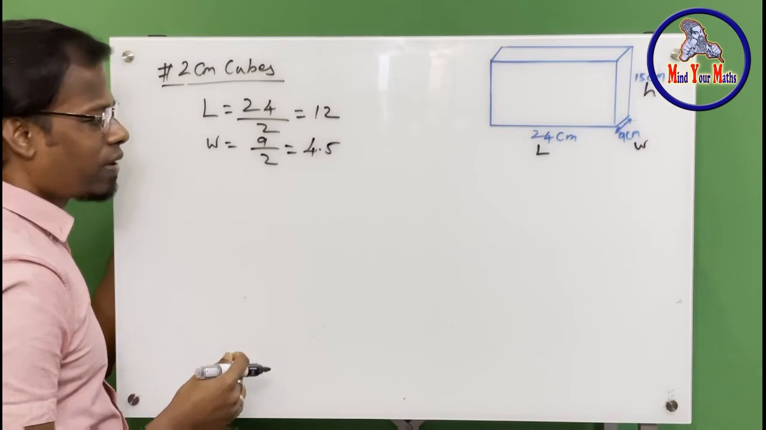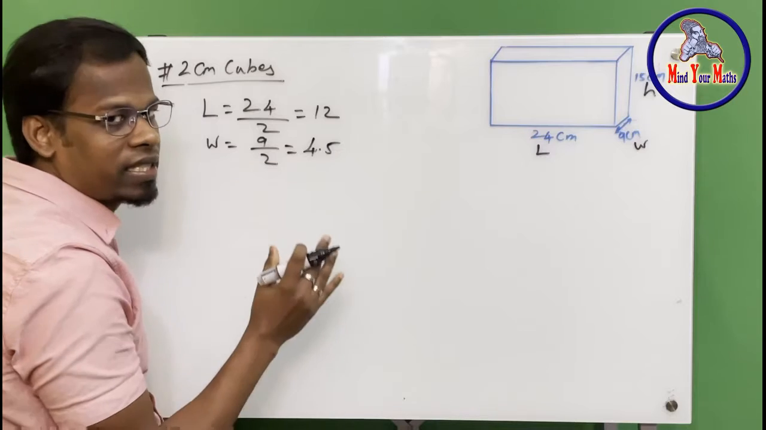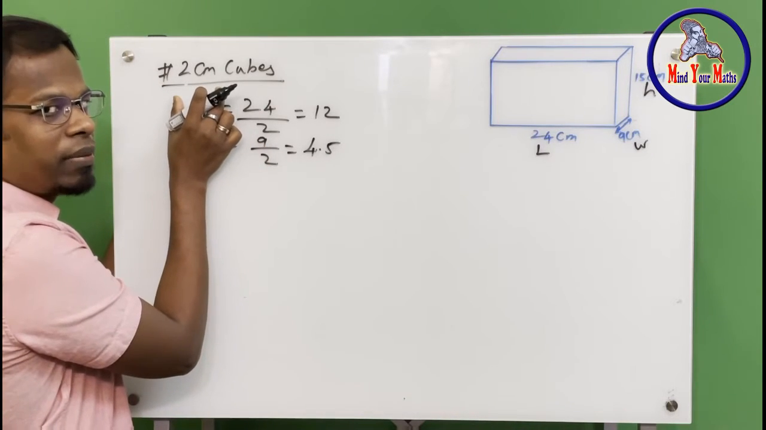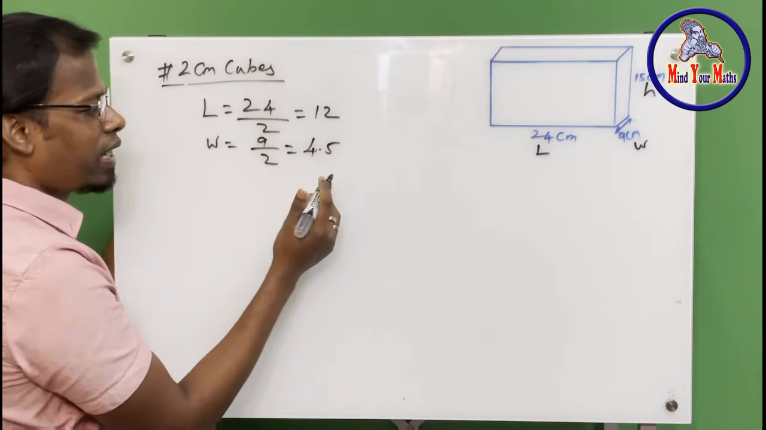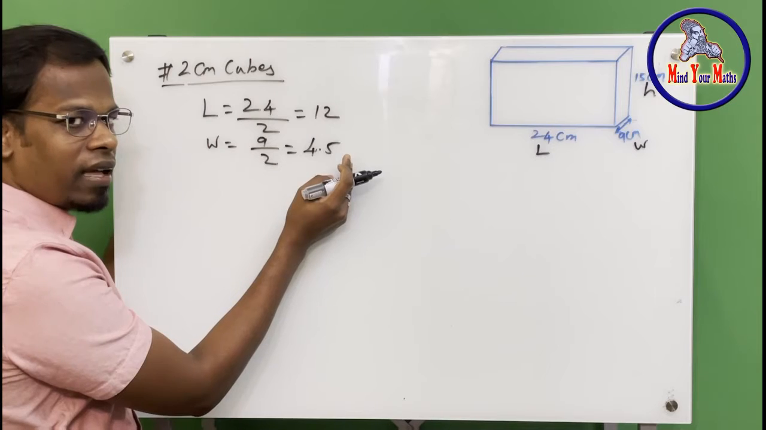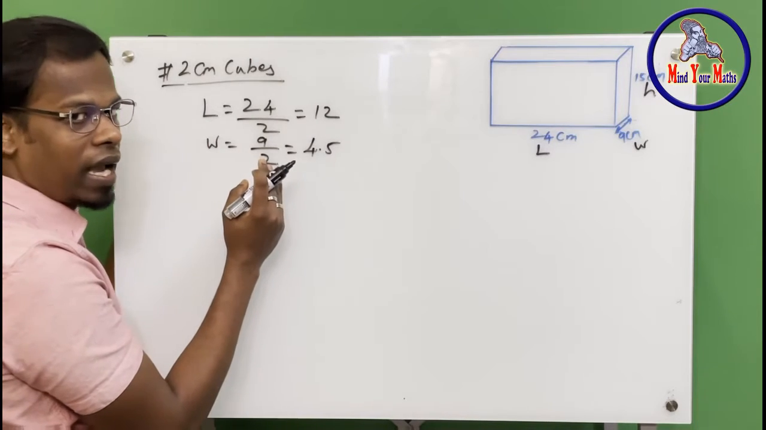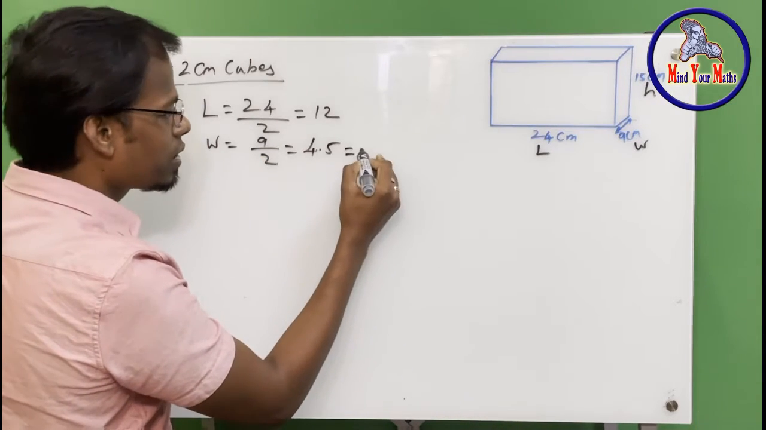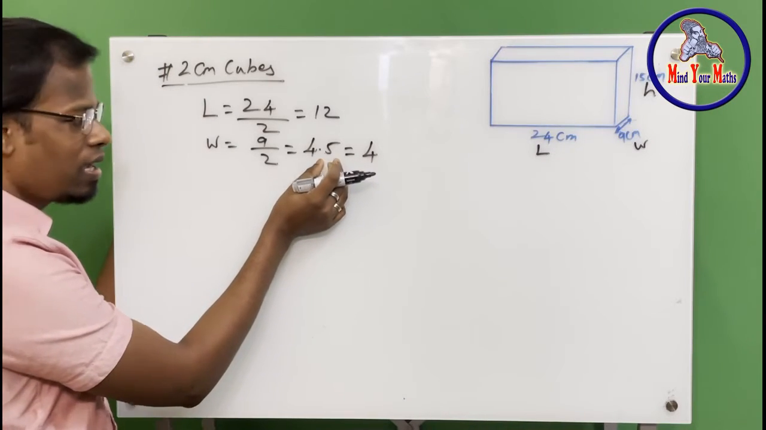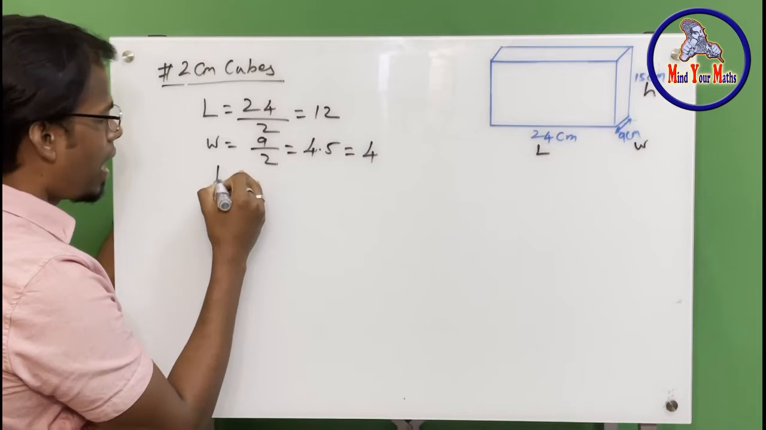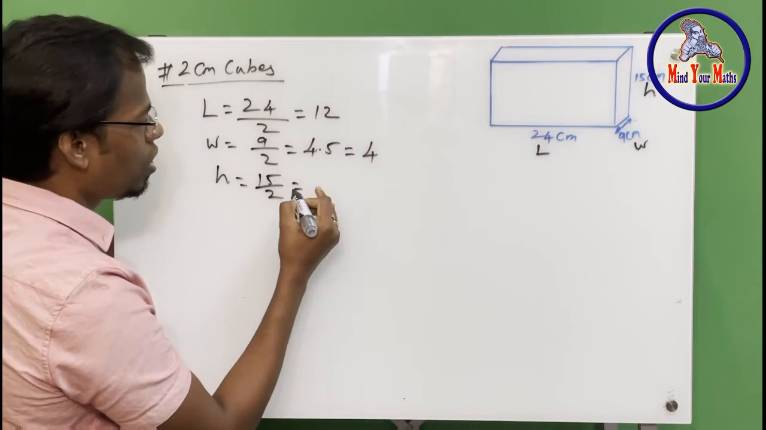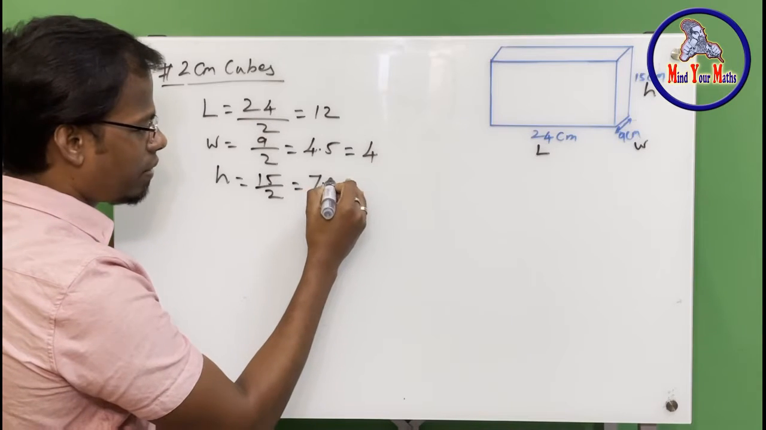We cannot have excess, right? We just need to find exactly how many 2 centimeter cubes can fit. So in that case, we have to take the lower whole number, which is 4. We cannot take the 0.5. And then for the height, 15 divided by 2 equals 7.5.